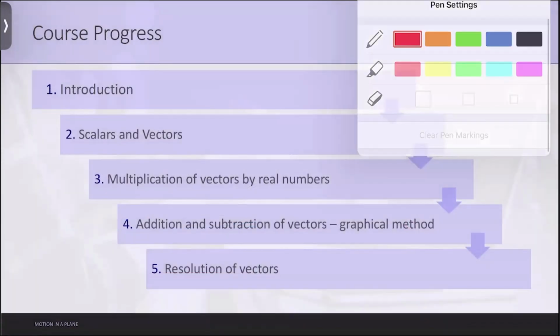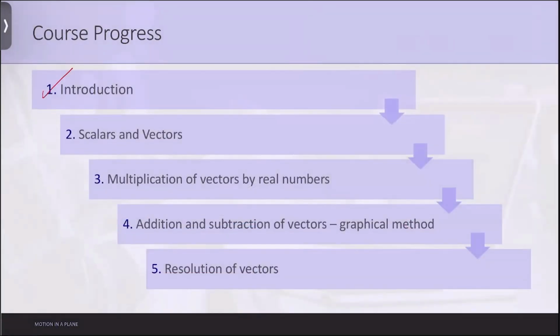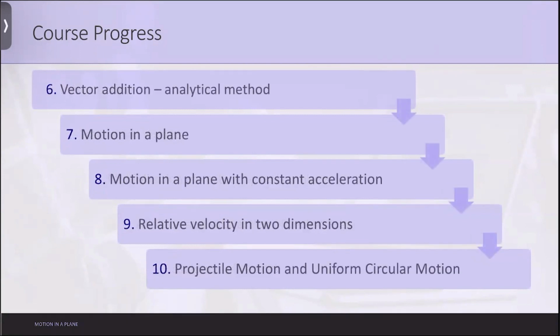So just the course progress for you. We started with the introduction, then completed scalars and vectors and the difference between them, then multiplication of vectors by real numbers, then addition and subtraction of vectors by graphical method, then the resolution of vectors, and finally right now we are on the understanding of vector addition by analytical method. After this is completed, we can move on to the main discussion about motion in a plane, projectile motion, relative velocity, uniform circular motion, etc.